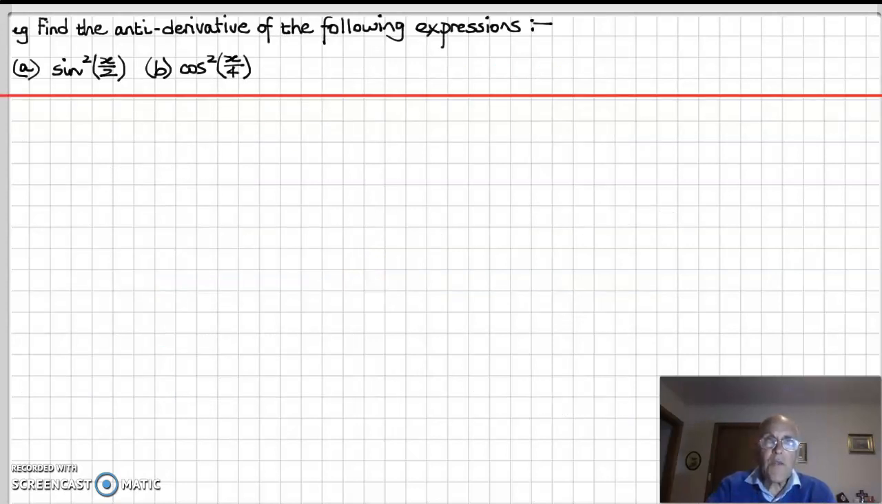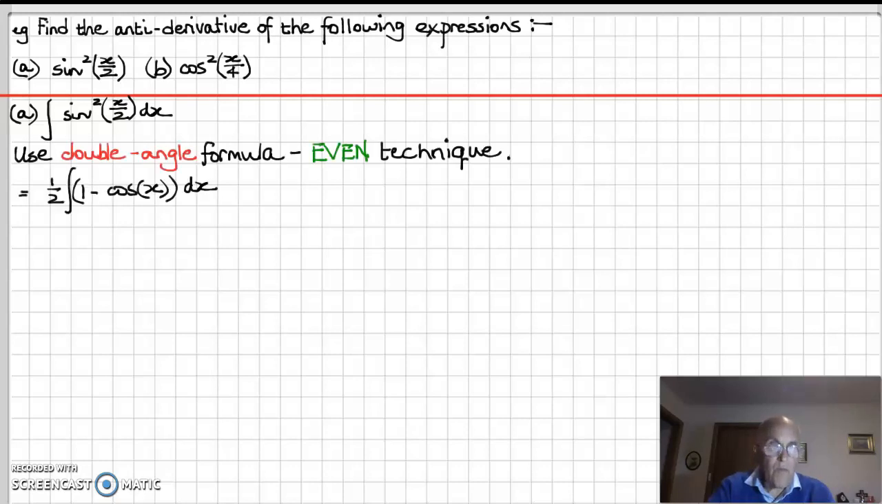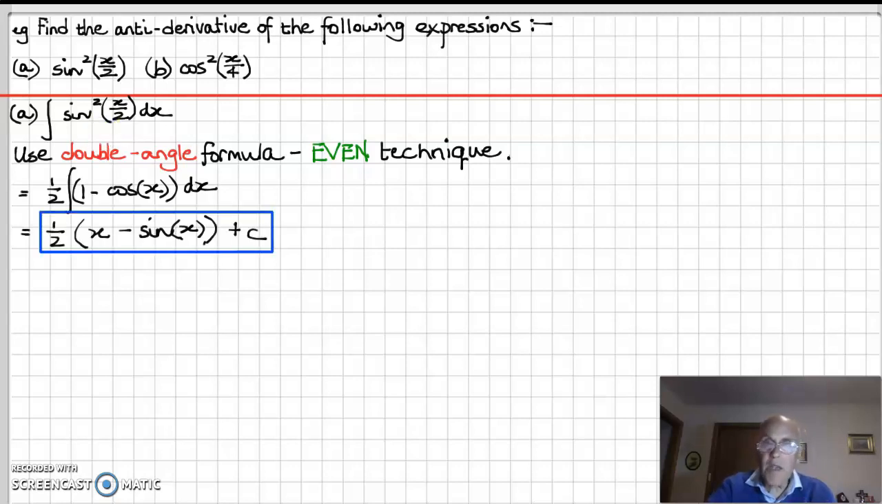Okay, we're trying to find the antiderivative of the following expressions: sine squared x over 2 and cos squared x over 4. All right, let's go for that. Sine squared x over 2. Now that's even. Can you see that? It's squared, so therefore it is even, and we're going to use the double angle formula, which means we will get a half of 1 minus cos x, where x is double the x over 2. So that's easy to integrate. We just get a half of x minus sine x plus c.